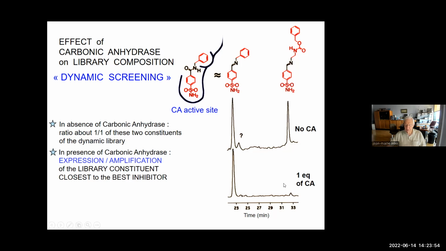And this is very informative because the system wants to show you that this constituent, of the 12, is the one which is a good inhibitor of the enzyme. And it means also that there's an adaptation of the dynamic system to the addition of this biological effector. So it's a proof of principle that indeed the system works the way we think it should work.